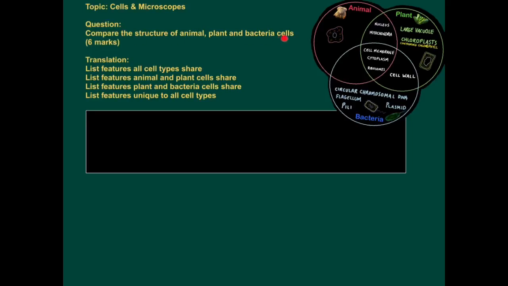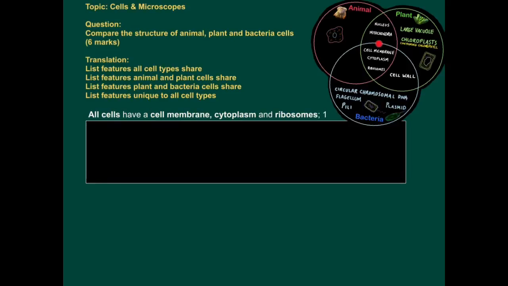So this question can be translated into a series of smaller sub-questions. For example, what features all of the cell types share, what features animal and plant cells share, what features plant and bacteria cells share, and what features are unique to all cell types. Using this Venn diagram helps you answer this question perfectly because it gives you a great visual idea of where certain organelles are shared and where they're not. For example, you can instantly see that animal cells have no unique features.